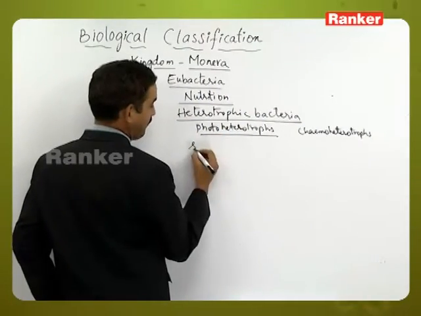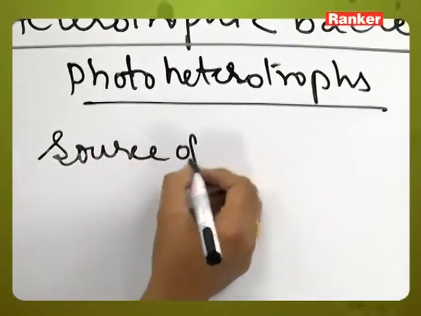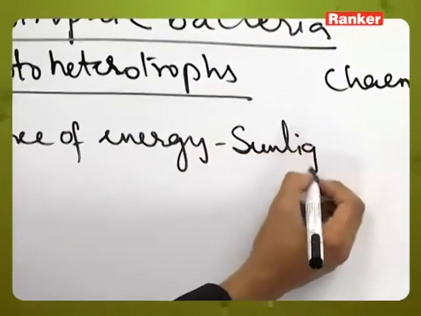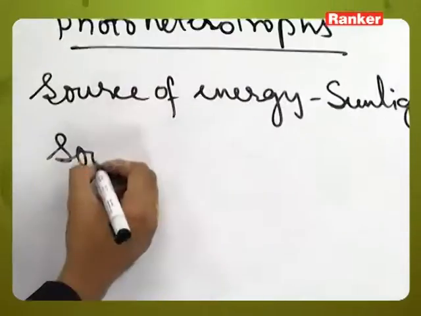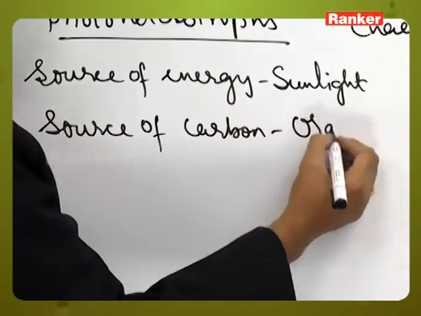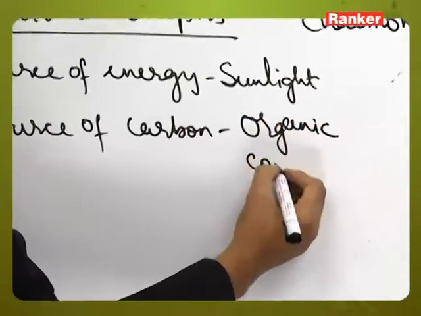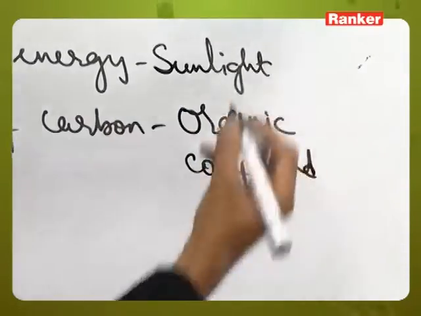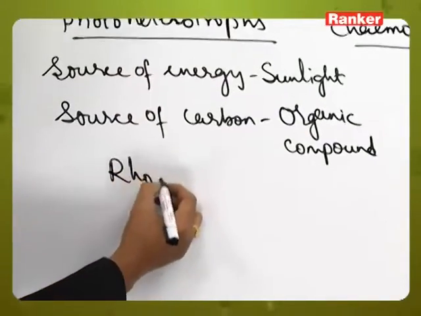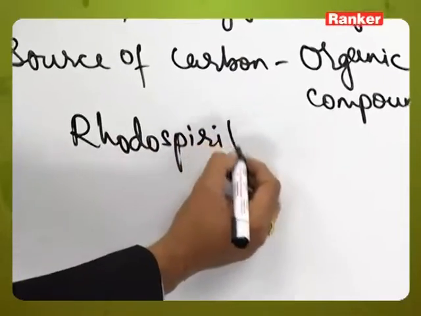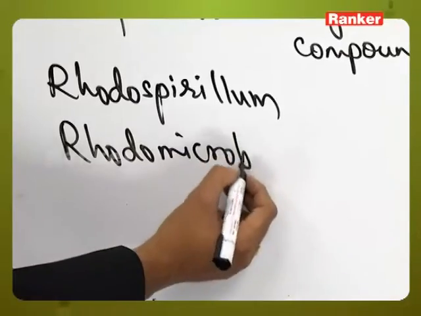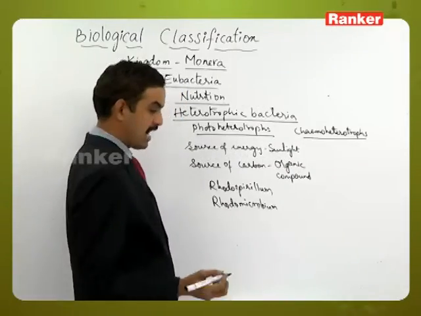In photoheterotrophs, the source of energy is sunlight, whereas the source of carbon is organic compounds which are present in other organisms, that is, a host. In the photoheterotrophs, examples are Rhodospirillum and Rhodomicrobium.